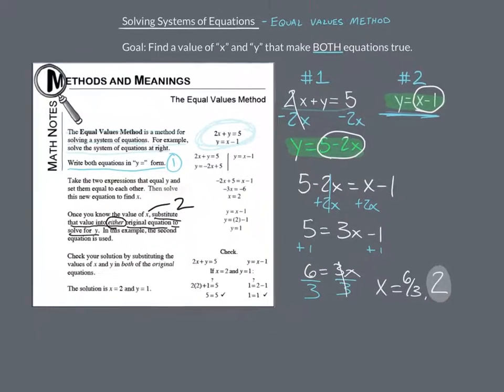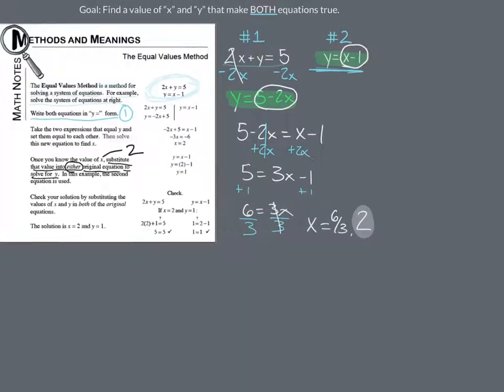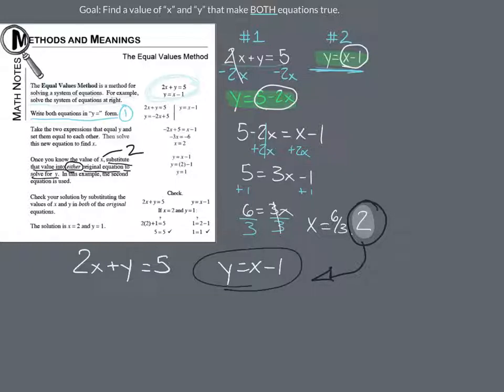So let's zoom out a bit, give us some more space to do that. We have 2x plus y is equal to 5, and our other equation is y is equal to x minus 1. We're going to take this 2, and we're going to plug it into these equations. You can choose whichever one. I'm going to choose this one because it seems easy. Y is equal to 2 minus 1. Y is equal to 1.